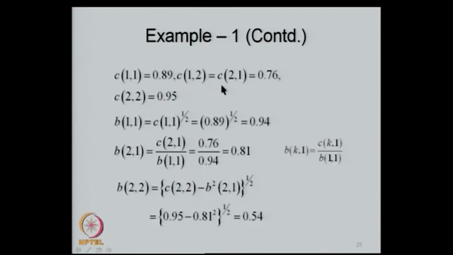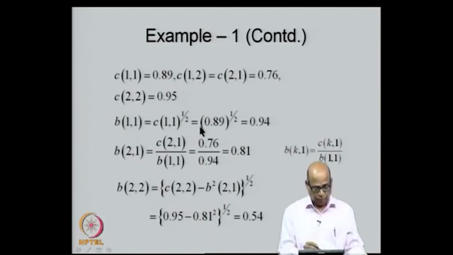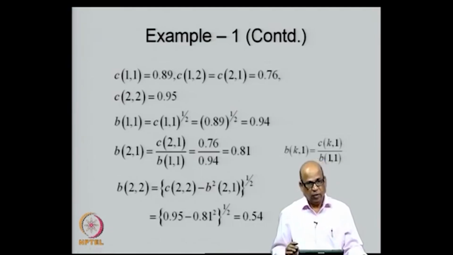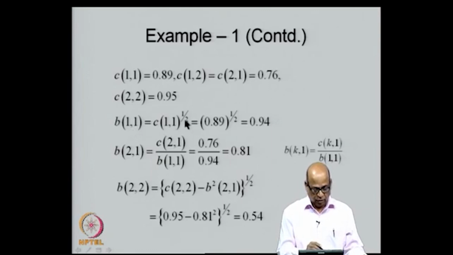So, C 11, C 12, C 22, all these elements are given. Then we first start with B 11, that is the left top element, the first element. So, B 11 is C 11 to the power half, which is 0.94. Then you go to B 21, B 21 is C 21 by B 11.